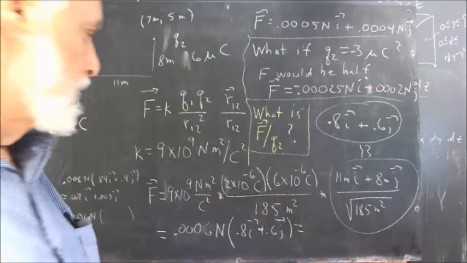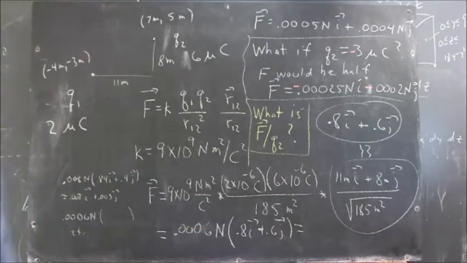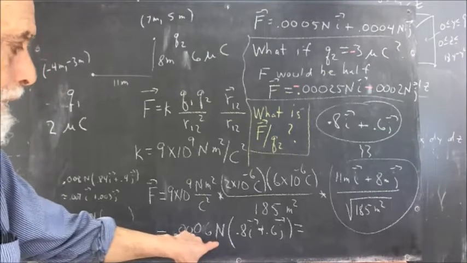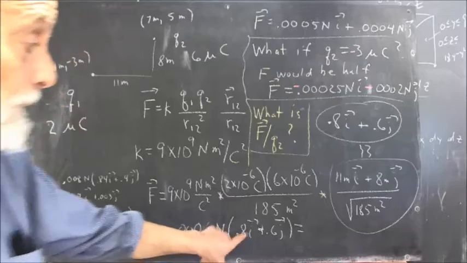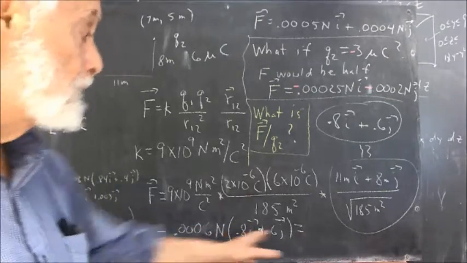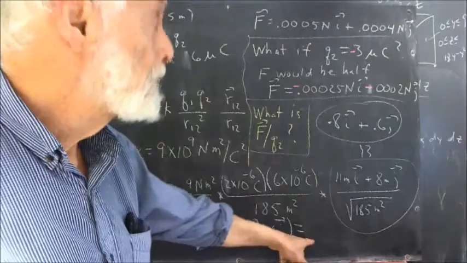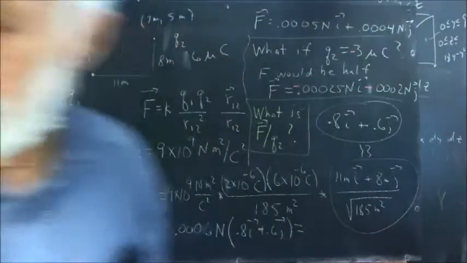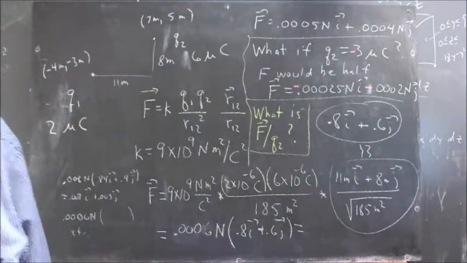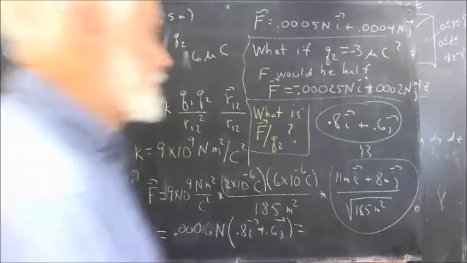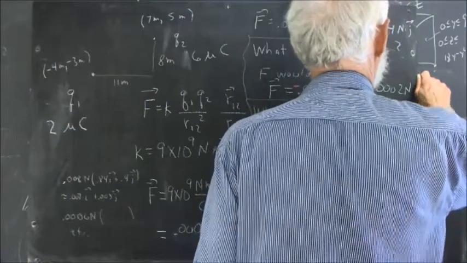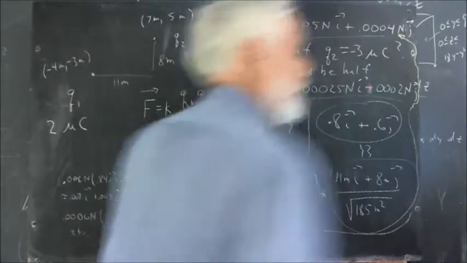And we put all that together, and we get something like 0.0006 newtons times 0.8I plus 0.6J. This is very approximate. That equals what? Well, I went up here. It's the 0.005 newtons times I plus 0.004 newtons times J. And let's just put a little arrow here.